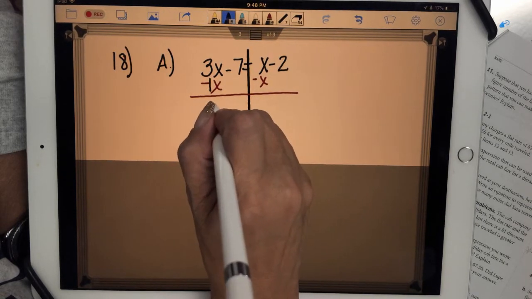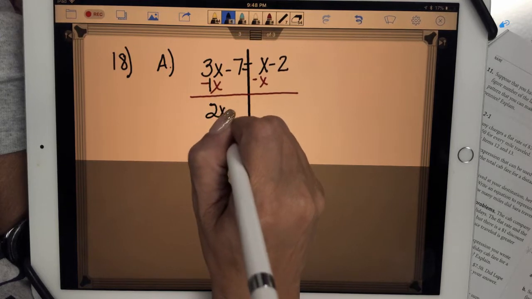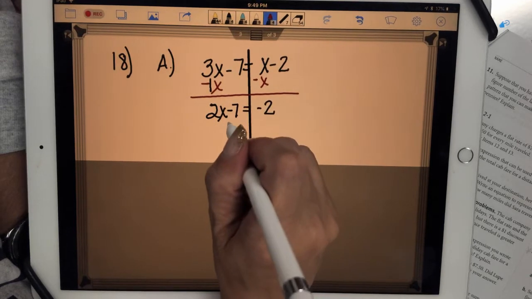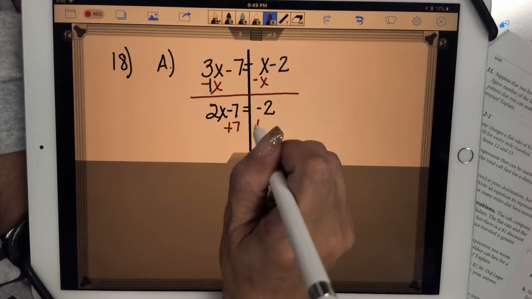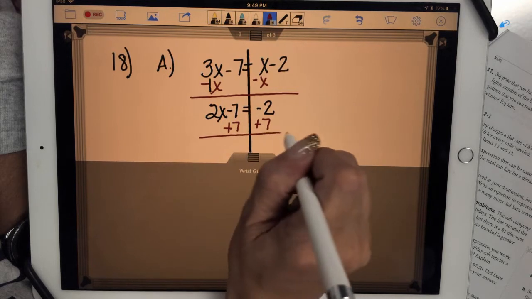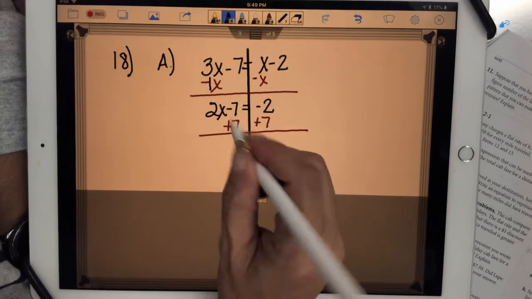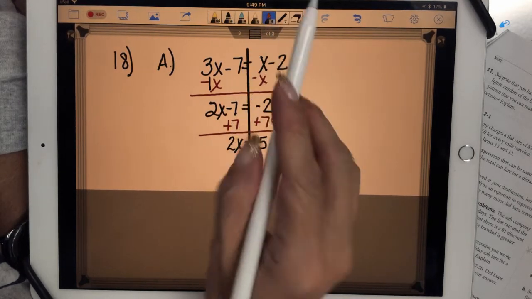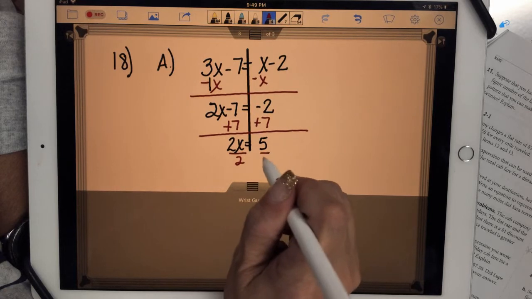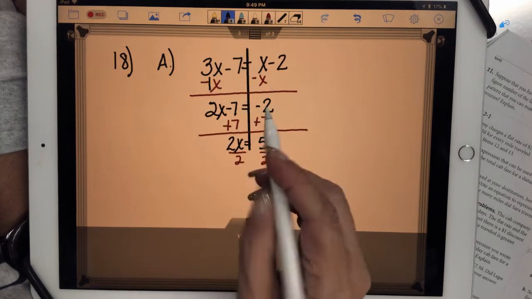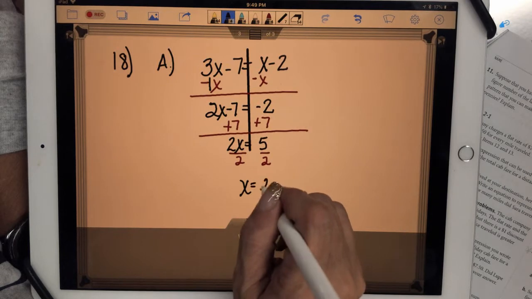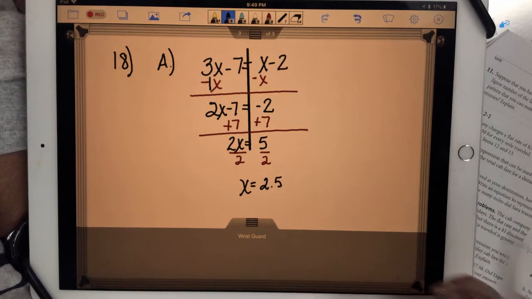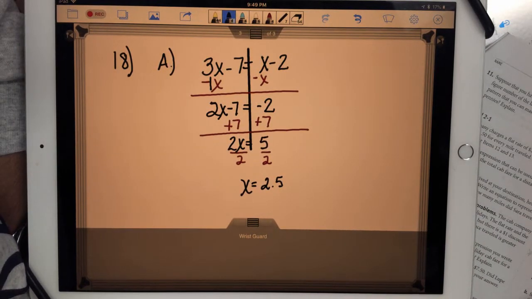3 minus 1 will be 2x. Minus 7 equals negative 2. Then I would add 7 to both sides. So 2x would equal 5. And then I'll divide both sides by 2. So I am going to get a little bit of a fraction here. And x is going to equal, I'm just going to put 2.5. Normally I would really leave that as a fraction. It doesn't matter, either way. So that solves the equation using Alex's method first.